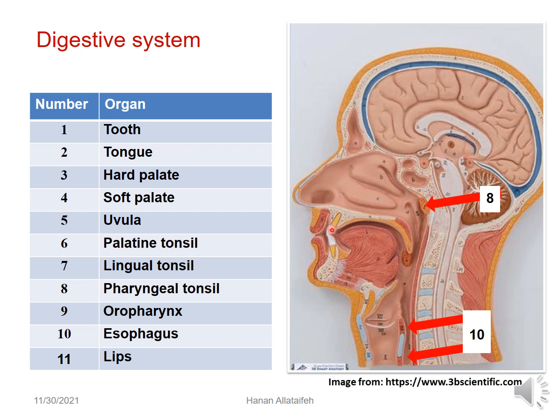Again, these are teeth, tonsils, here pharyngeal tonsil, palatine tonsils, and lingual tonsils. You can notice here the beginning of the esophagus.